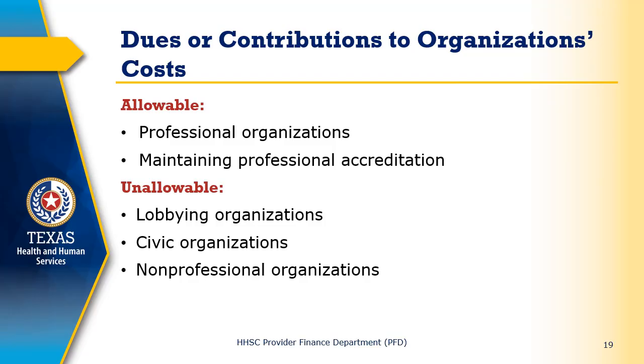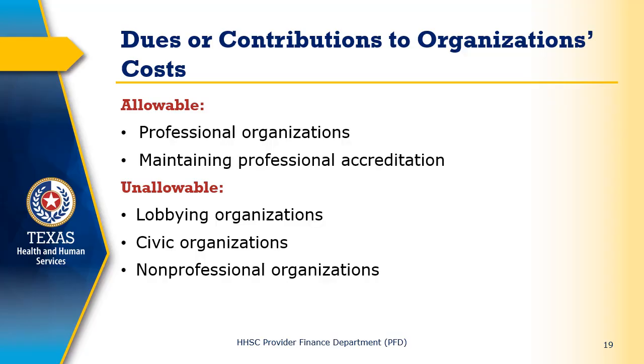When considering allowable costs for dues or contributions to organizations, professional organizations and maintaining professional accreditation are typically recognized as valid expenses. These costs support the ongoing development of knowledge and skills essential for maintaining industry standards and competencies. In contrast, costs associated with lobbying organizations are deemed unallowable, as they do not directly contribute to professional advancement or accreditation.